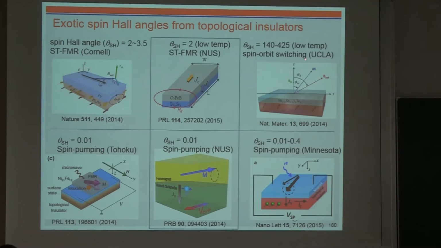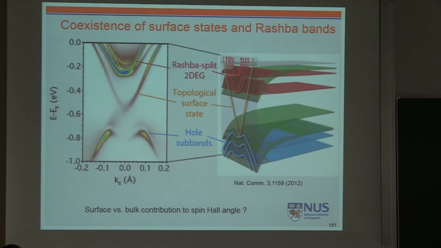Using the spin orbit torque switching method, UCLA showed enormously large values. Of course, this is a slightly different material. They have chromium doping in the TI, so it's a different material system. But I just want to show the whole horizon of this field, from a very small number up to 4 orders of magnitude larger. So I think it's a very interesting research area and potentially revolutionary for magnetization switching.